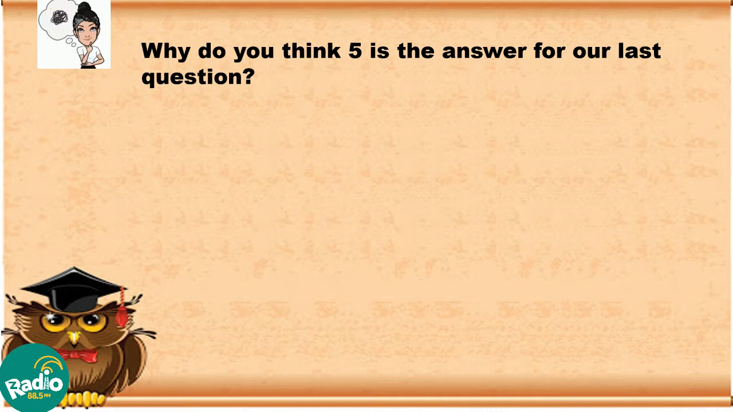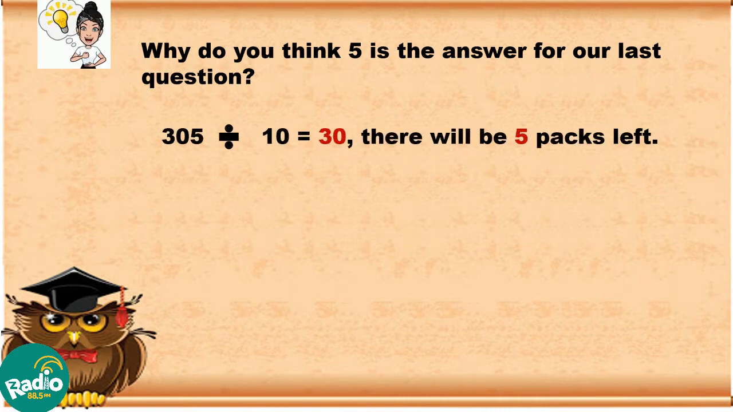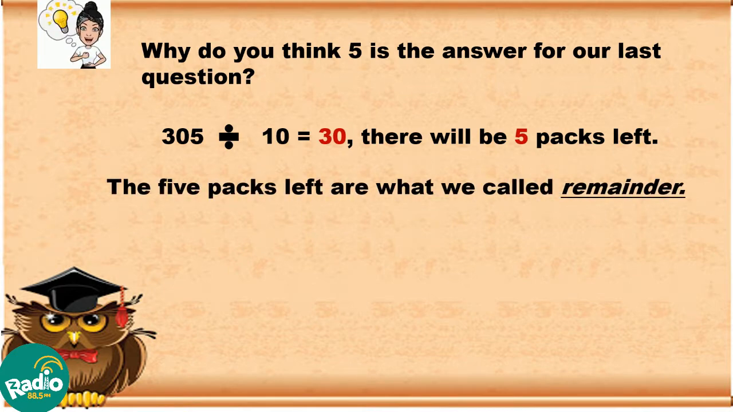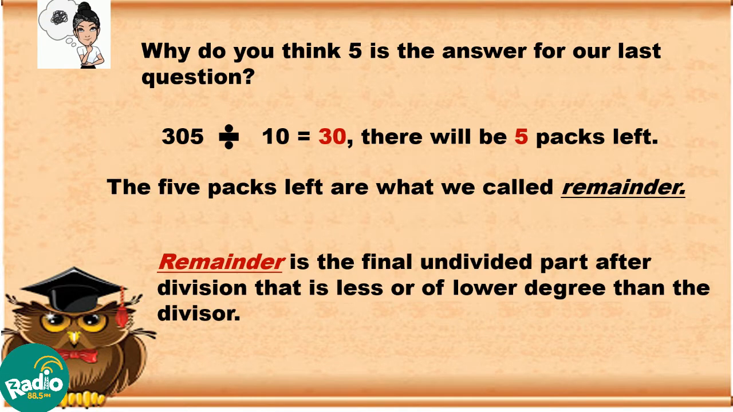Why do you think 5 is the answer for our last question? Yes, it is because when we divide 305 packs of biscuits by 10 groups equally, each group will receive 30 and there will be 5 packs left. The 5 packs left are what we called remainder. Remainder is the final undivided part after division that is less or of lower degree than the divisor.